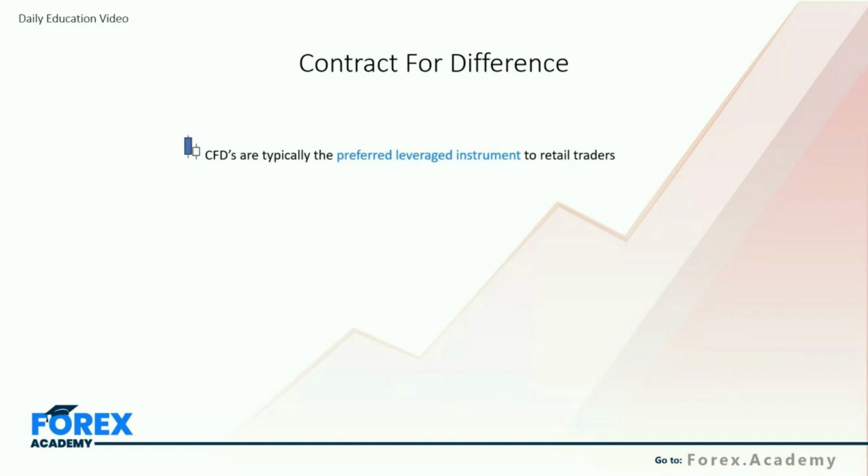CFDs are typically the preferred leveraged instrument for retail traders. Now, why is that the case? Well, we are able to trade a large amount of notional size when we're trading CFDs. If you prefer to trade a Forex market, we can start with a relatively small account size of 200 or 300 euro and actually access 20 or 30,000 euros worth of capital to trade in the Forex markets.